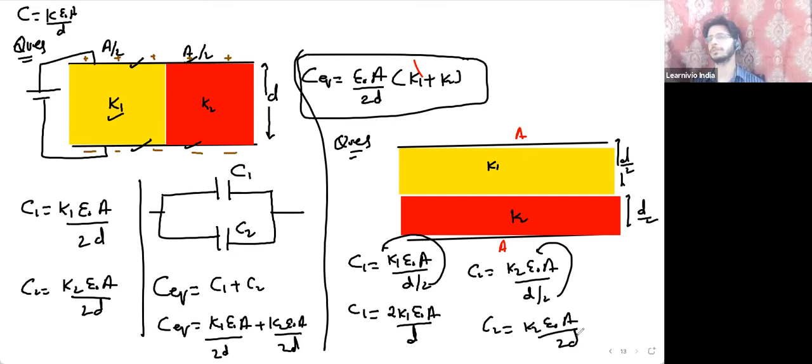So now we have two capacitors. But the issue is we have to decide whether these two capacitors are in series or in parallel. So we can do this in this way. Connect it to a cell. This plate will be positive. This entire plate will be negative.